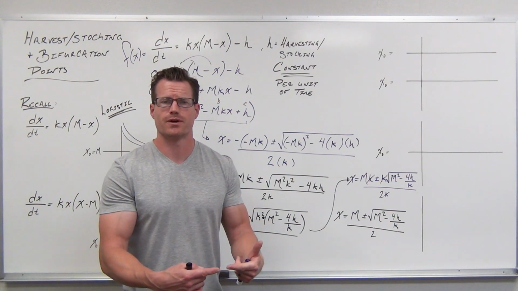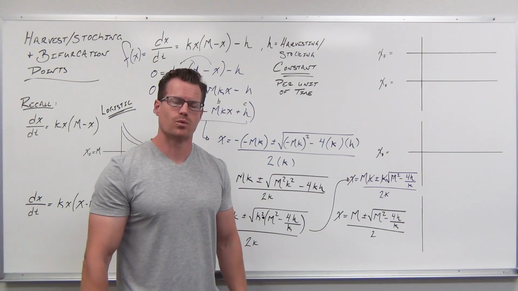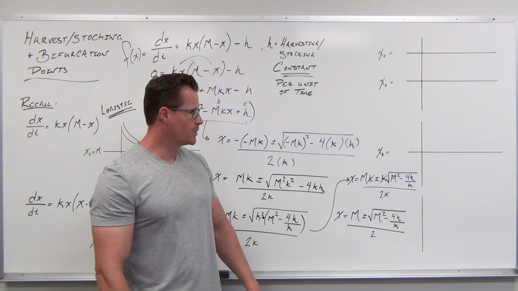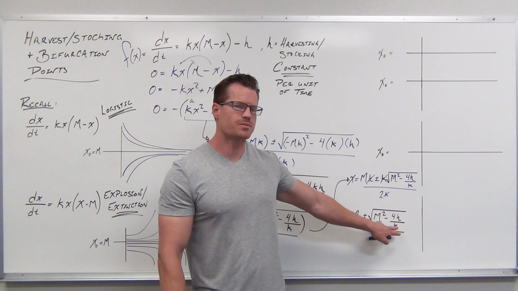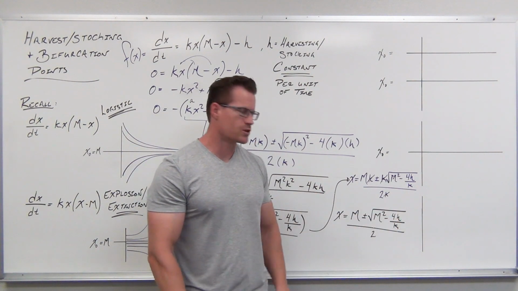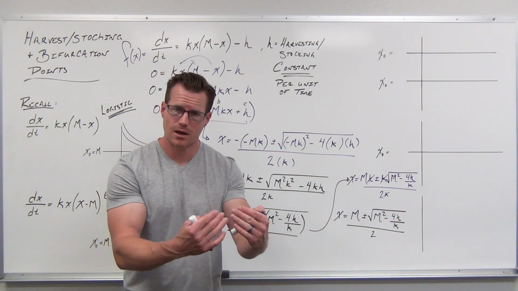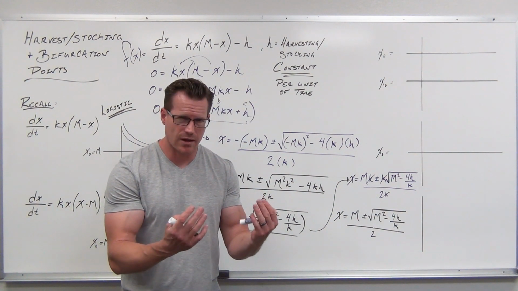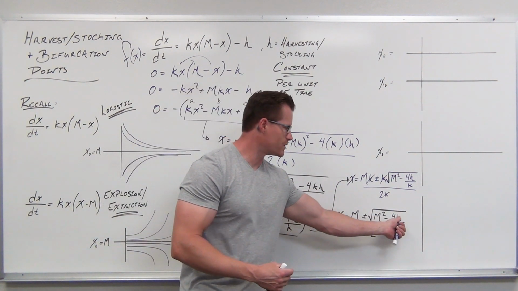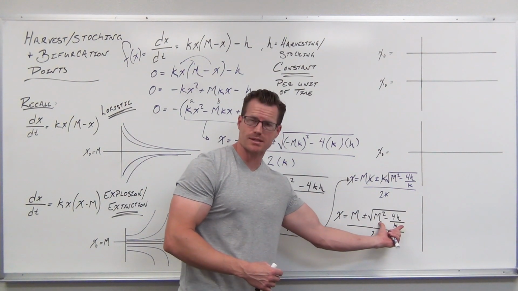The h is the only thing that's going to affect your critical points here. Now, how does it work? Well, let's suppose that the inside of your square root, your radicand, is positive. So let's suppose your h is small enough. You're harvesting few enough creatures or population, whatever it is, that this is positive.